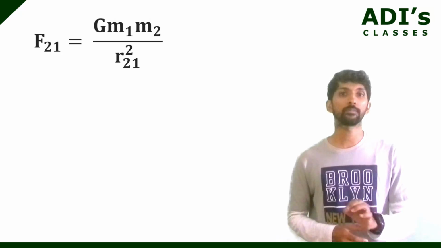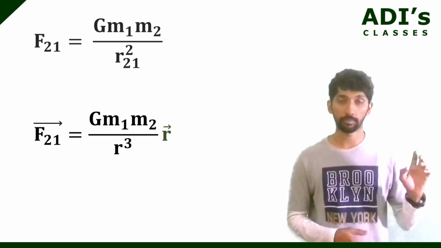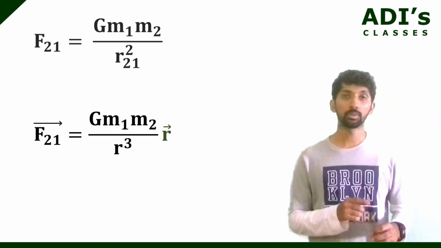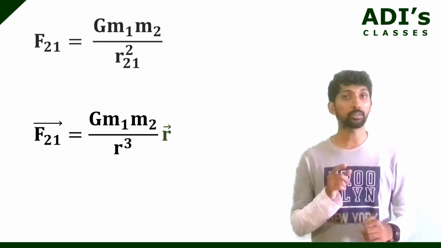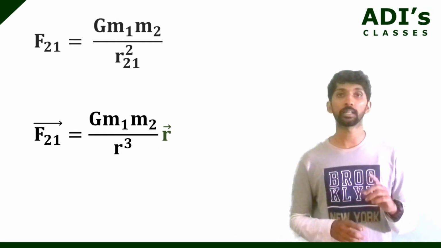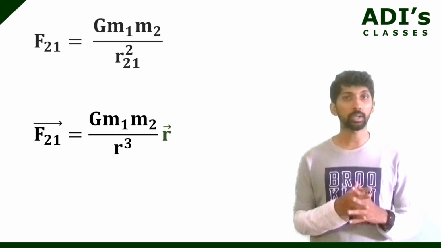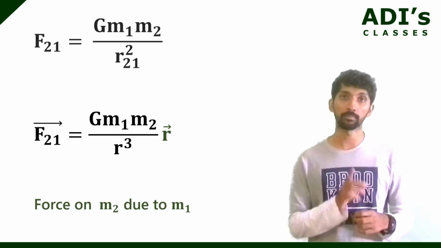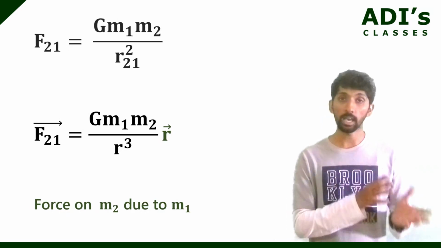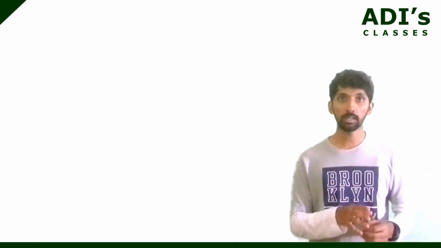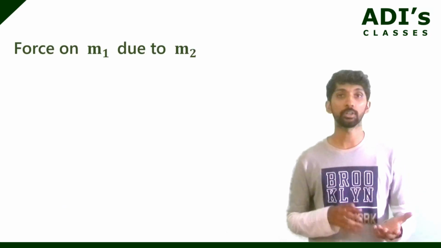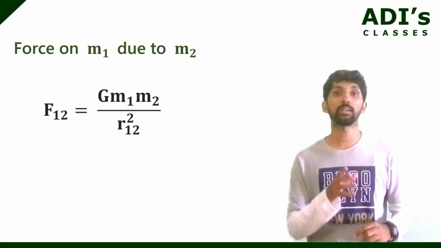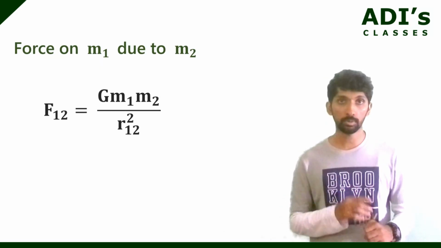Now the vector form, if we have to calculate, becomes F21 vector is equal to G m1 m2 divided by r cube into vector r. So vector r gives us the direction in which the force is going. Here we are looking at force on m2 due to m1. This is F21. Similarly, the force on m1 due to m2 will be F12, which is G m1 m2 divided by r12 square.